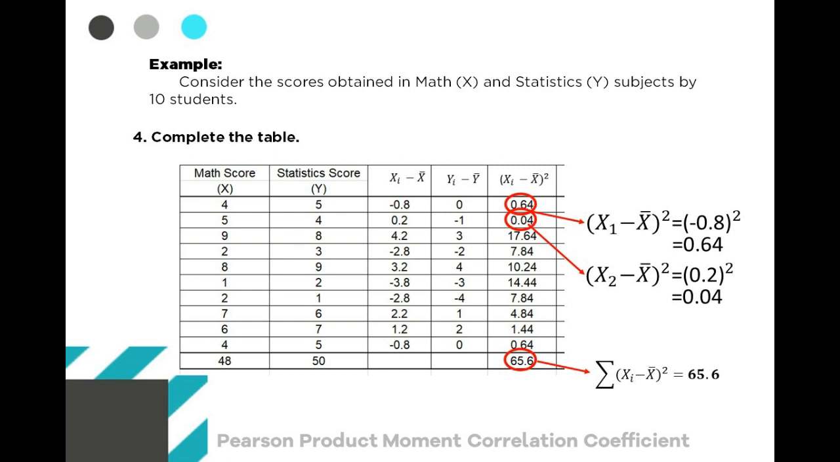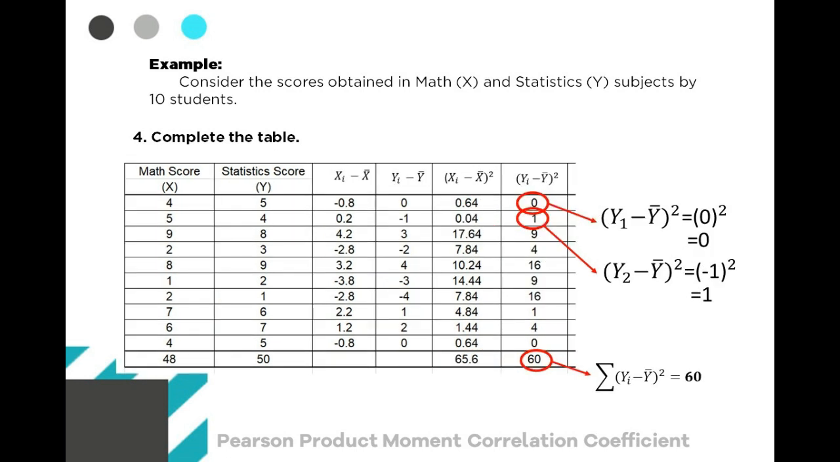Okay, so that is the summation of our x sub i minus the mean, squared. Then after we get the summation for x, sunod naman natin si y. Okay, so we have y sub i minus the mean, squared. So definitely square naman natin yung ating fourth column.